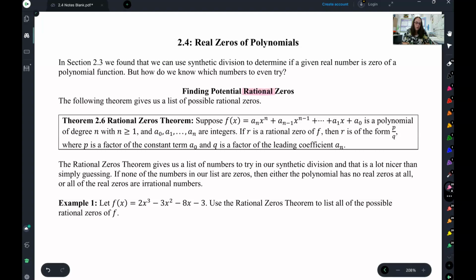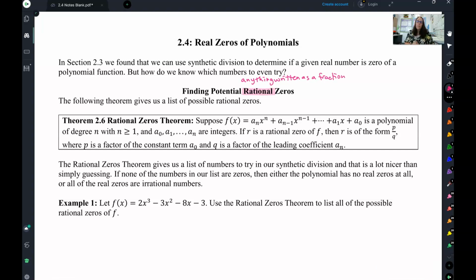Now, a little bit of vocabulary before we get into this. Just a little reminder, rational is anything that can be written as a fraction. So like 1.5 can be written as 3/2, or 0.3 repeating can be written as 1/3. Basically, anything that has a decimal that ends up repeating itself, like 0.3 repeating, or a decimal that terminates, meaning it stops, like 1.5 stops.